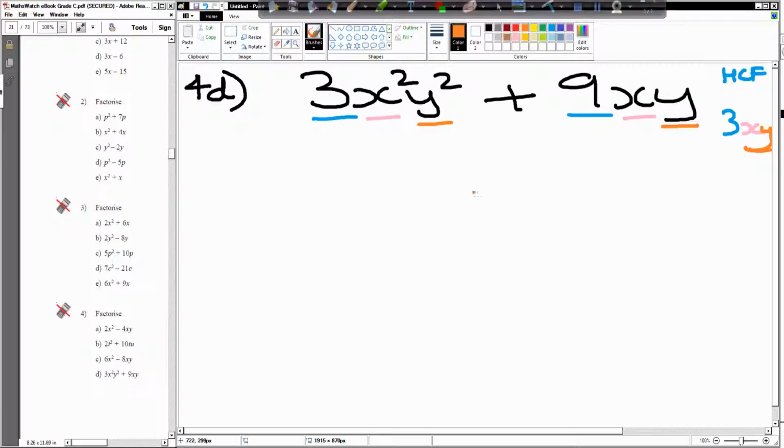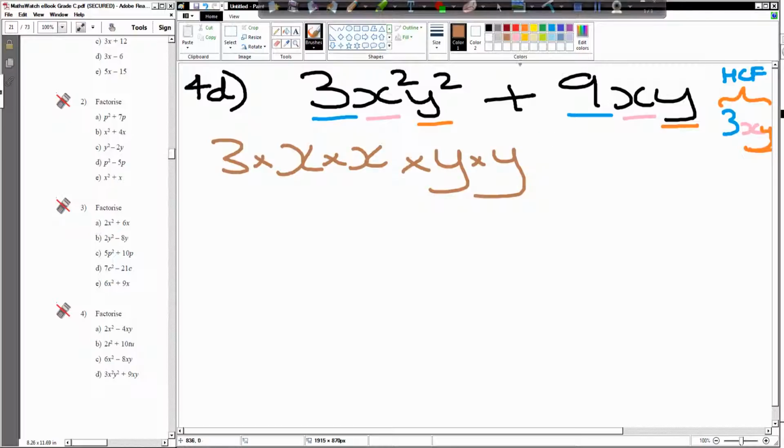Okay, so the highest common factor is 3xy. That's what we've got to pull out from each element. So let's now start splitting it up. The first one will be 3 times x times x. That's how we split up the x squared. And the y squared is going to be times y times y. Copy down the plus from here. The 9xy will become 3.